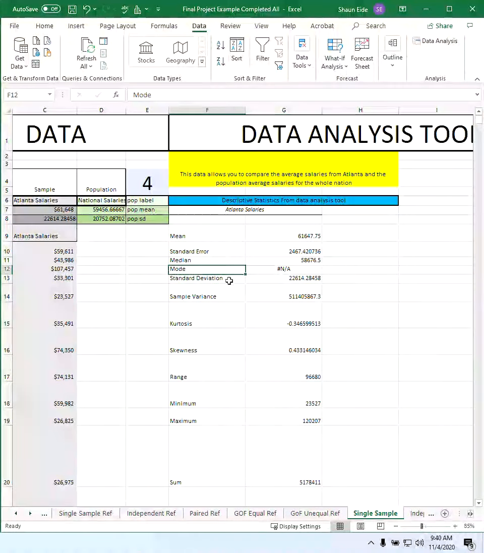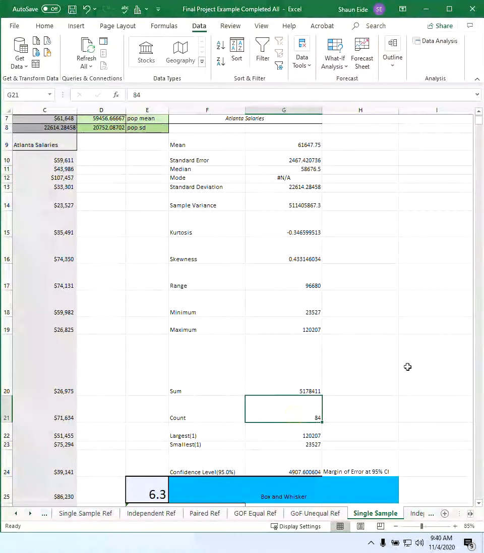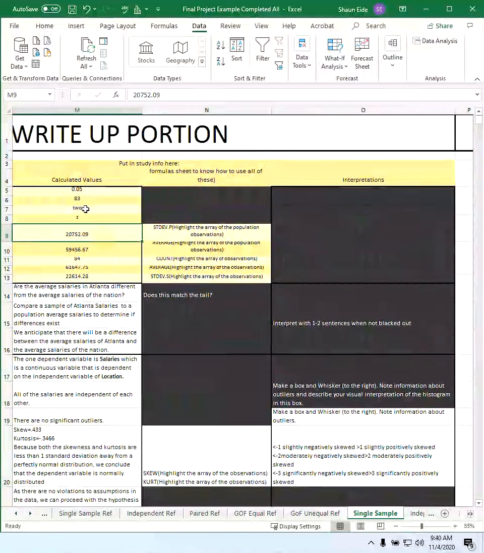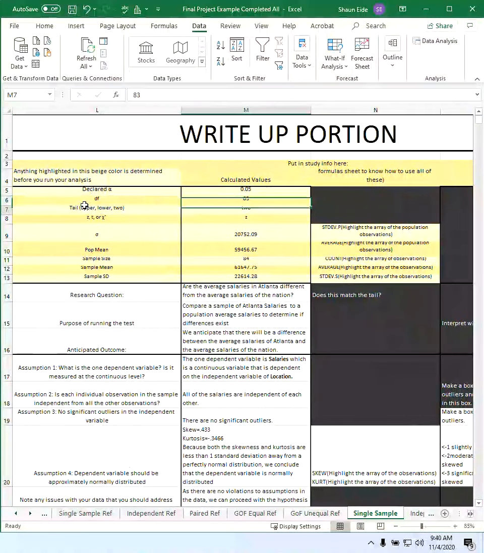Okay, so coming right over here, we've got the declared alpha, we've got the degrees of freedom, which if you come right here, there should be, is there even a count? I guess there's not a count. Oh, there is a count, 84. So then you come over here and you're like, okay, 84 minus 1 is 83.